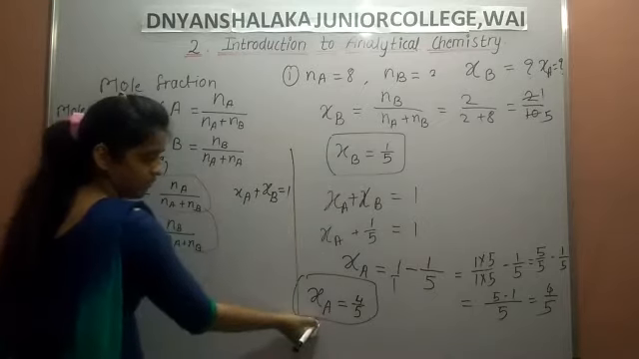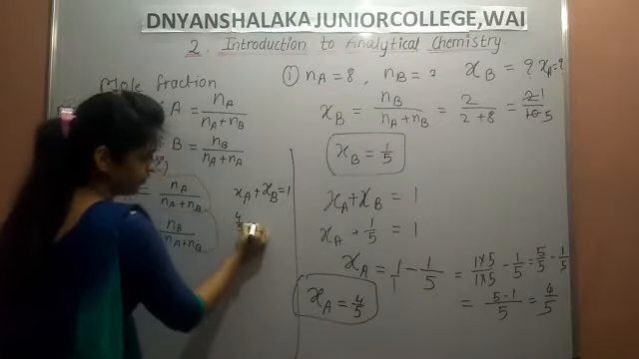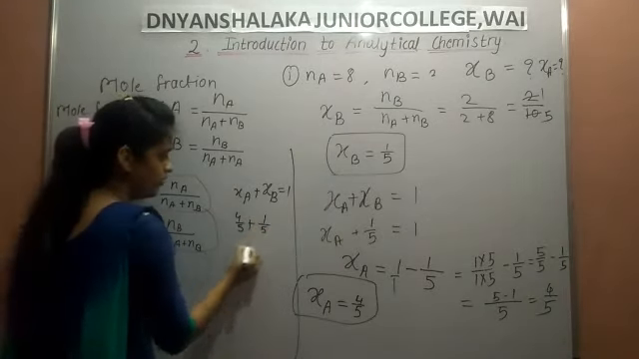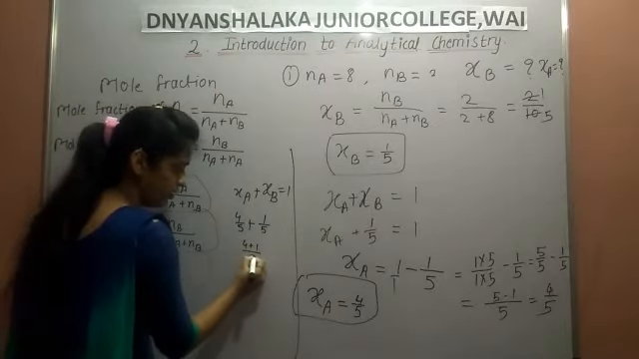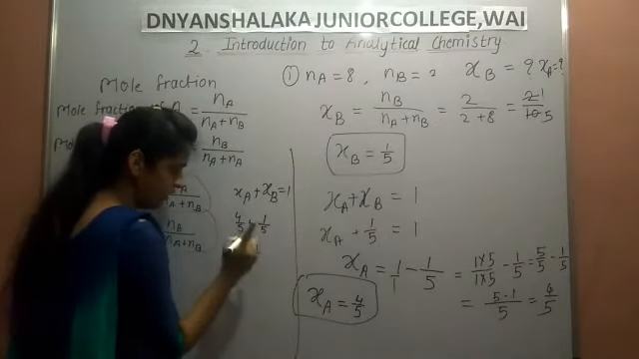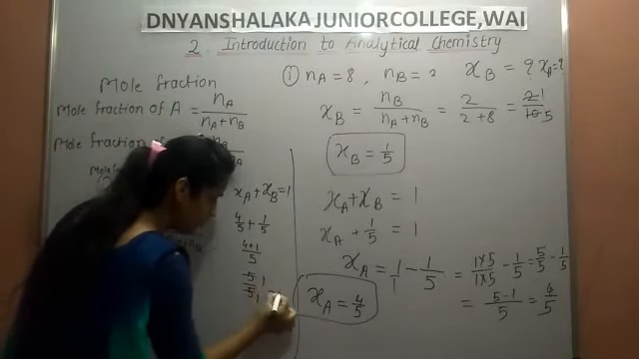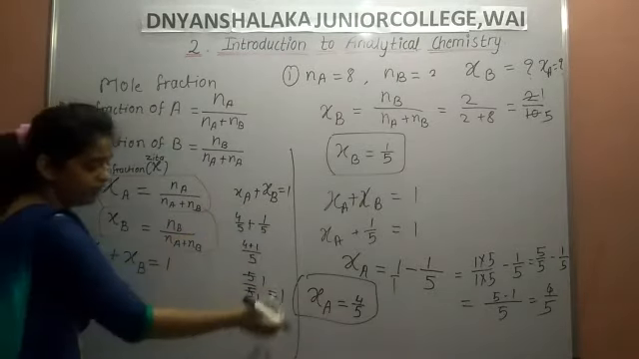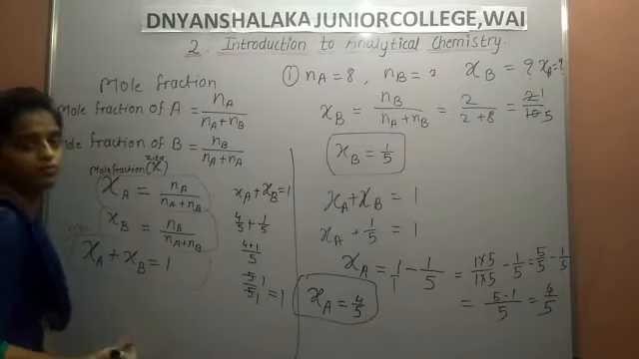So mole fraction of A component is 4 upon 5, plus B component 1 upon 5. So 4 plus 1, divided by the denominator, which is the same, so we write it only one time. So 4 plus 1 is 5, so 5 upon 5. 5 1s are 5, 5 1s are 5. So we get the answer: mole fraction of A component plus mole fraction of B component is always equal to 1. So this is the proof.